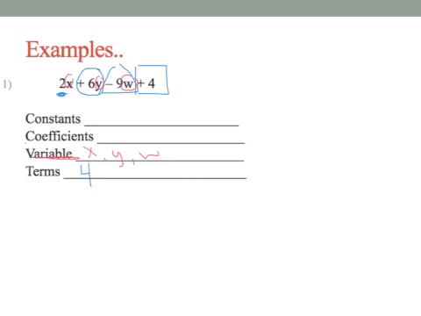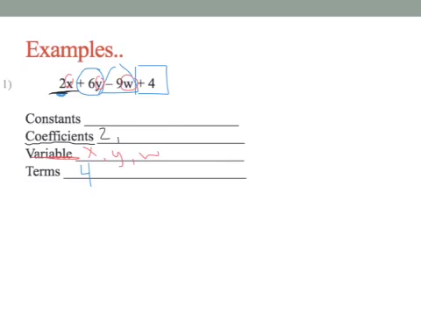Okay, and then I'm going to go to coefficients, so I'm actually just working backwards here. Your coefficients are the numbers that are in front of your variables. It's what's being multiplied by your variable. So when we looked at this first term, which was 2x, we said x was the variable, so your coefficient has to be 2.